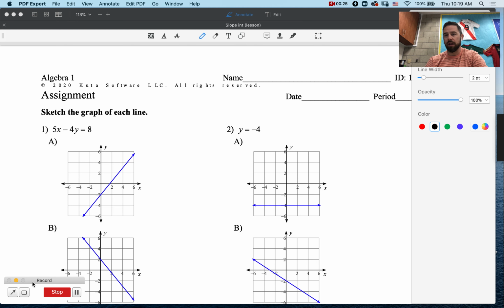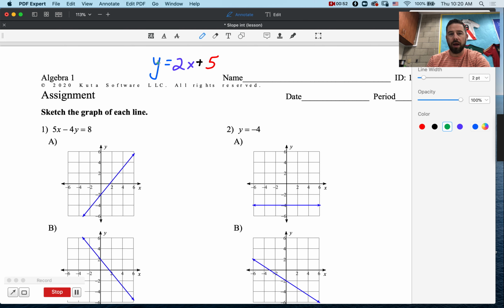So what I want to do is talk about slope-intercept form. Slope-intercept form will always look like this. I'm going to give you an example of what it's going to look like. Y equals 2x plus 5. Okay, and this is where you kids are really going to start to take some notes.